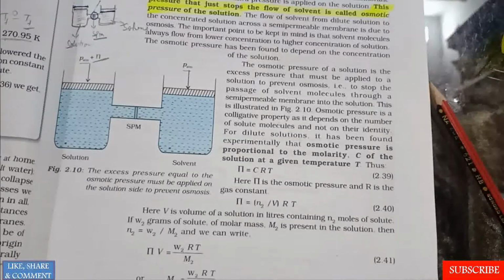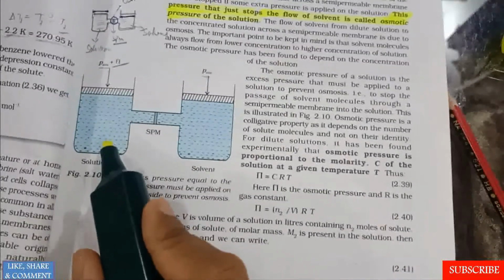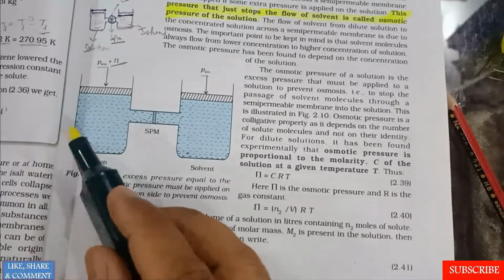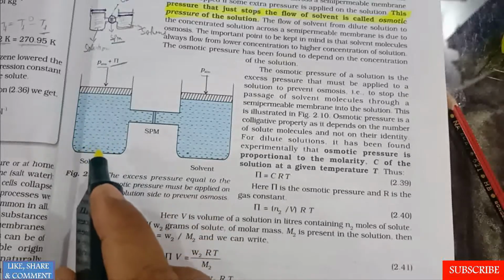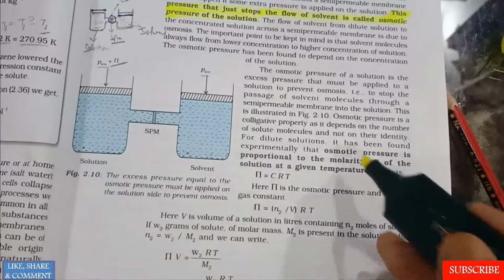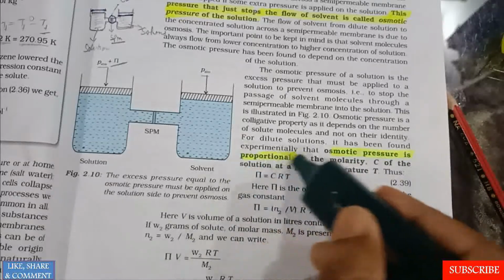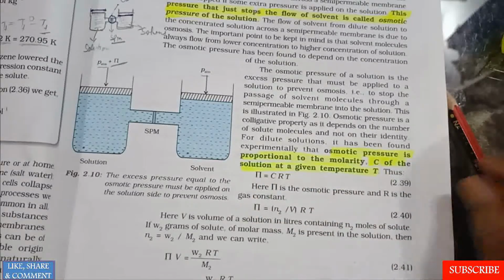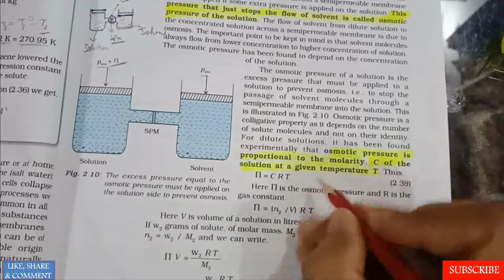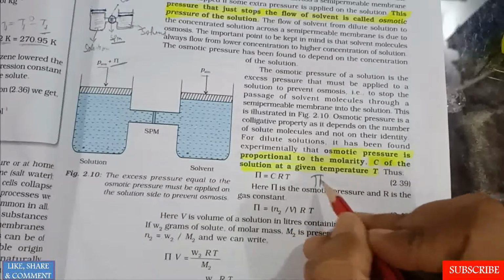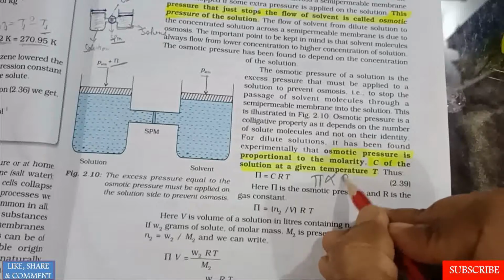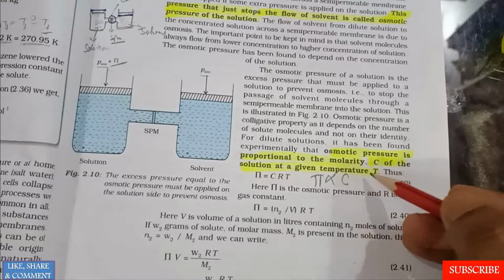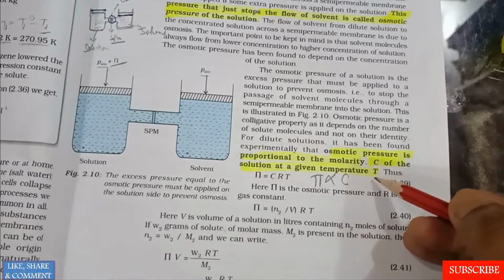Osmotic pressure depends on the amount of the solute filled in this container, which means the concentration of the solution is the basic concept here. So osmotic pressure is proportional to the molarity, that is C, of the solution at a given temperature. Pi is the osmotic pressure, and it is directly proportional to the concentration of the solution at a given temperature, because this can happen at room temperature also.